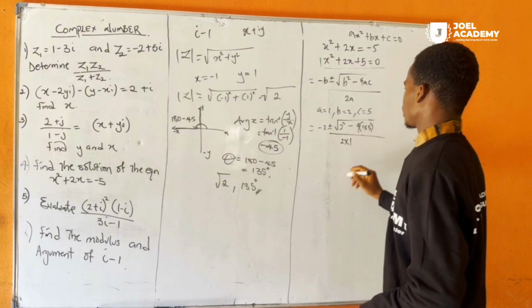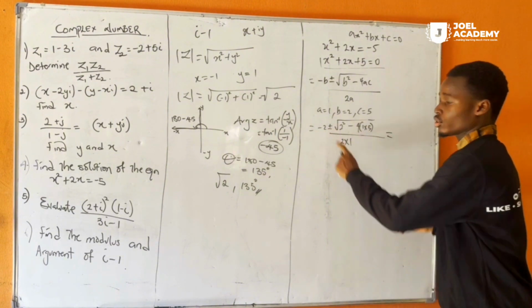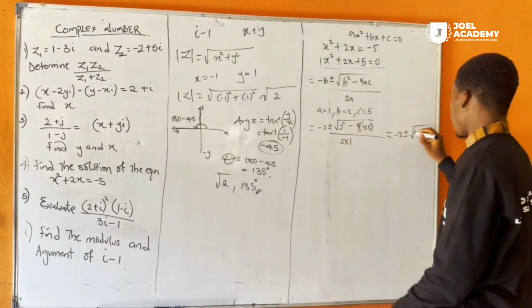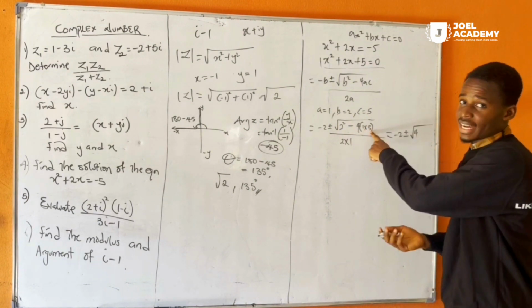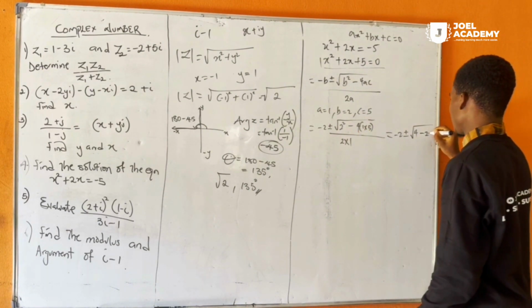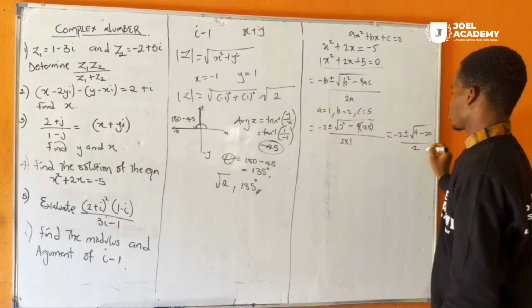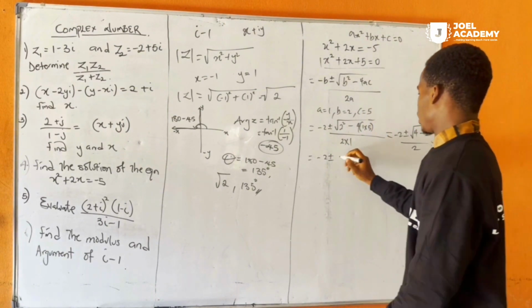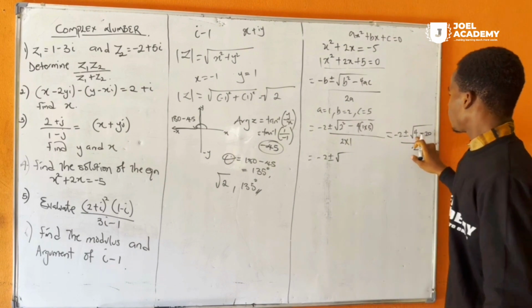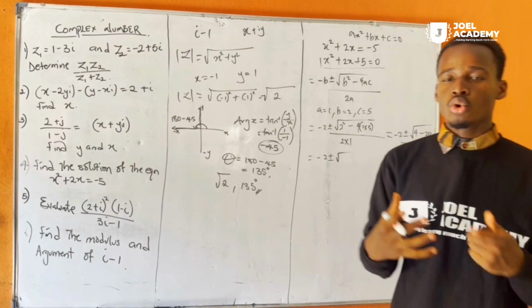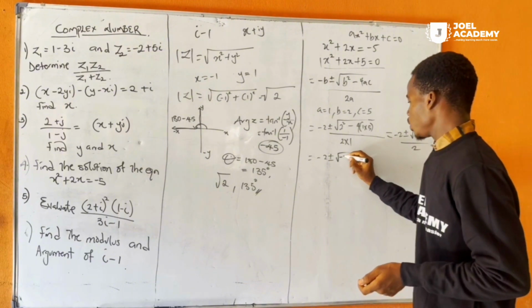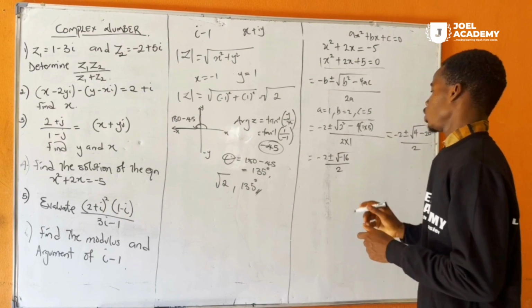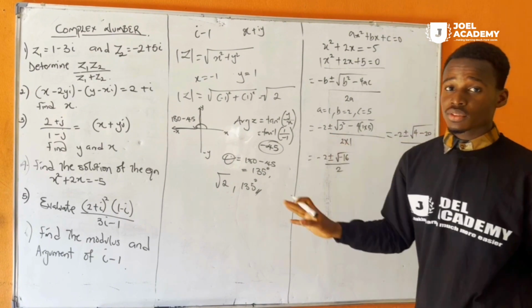2 times a is what? 1. So solving further, we'll be having minus 2, right? Plus or minus square root of 2 squared is what? 4. 1 times 5 is 5. 5 times 4 is what? 20, over 2 times 1, 2. So we'll be having minus 2 plus or minus, are we following? Solving what we have in the bracket, 4 minus 20. You have 4, you owe 20. At the end of the day, you'll be owing 16 over what? 2.